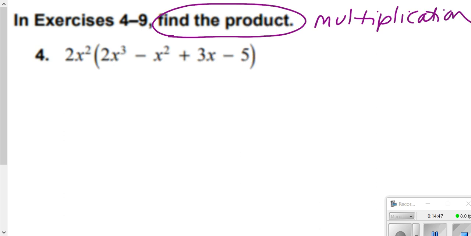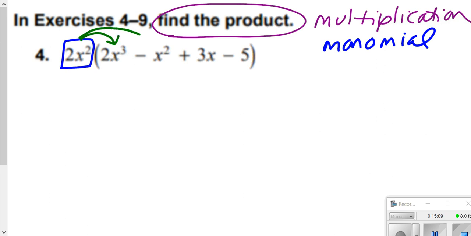In problem 4, we have a single term. That single term would be called a monomial. Okay, so this whole polynomial on its own just has one term. There's no adding or subtracting another term with it. And so we're just going to distribute that monomial to every term in the 4-term polynomial that it's being multiplied by. So we just follow those green arrows.